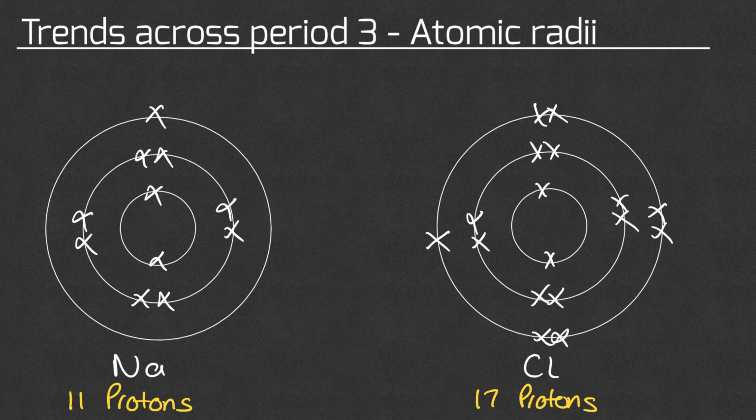Chlorine has got 6 more protons than sodium has, so its shells are going to be pulled closer towards the nucleus than sodium's are. Which is why we can see that sodium has a bigger atomic radius. So sodium has got an atomic radius of 0.19, chlorine of 0.1. Because of the increased nuclear charge on chlorine, those shells are pulled about 0.09 nanometers closer towards the nucleus.